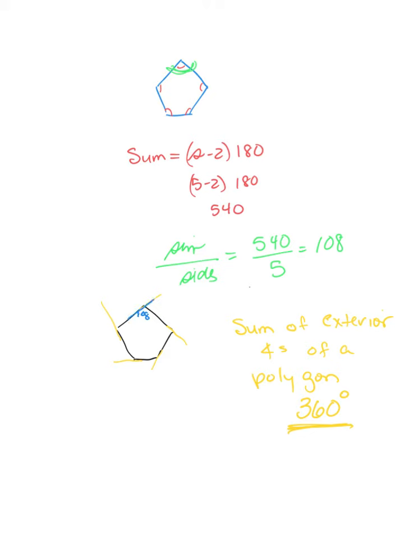Well, this here is a linear pair. So this has to be 72, because they have to add up to 180. Remember that? And what is 72 times 5?